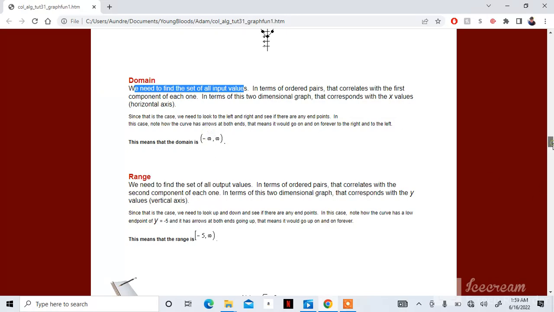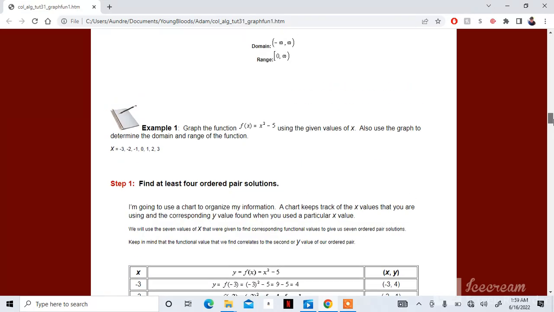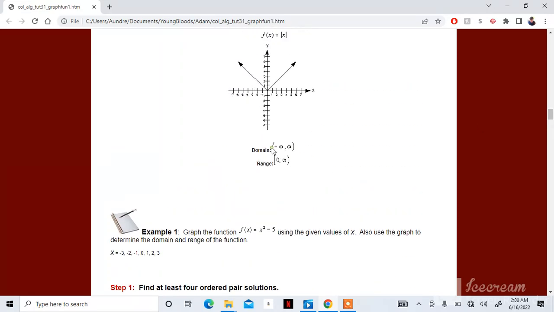Oh, actually, hold on. So domain, first set of numbers. Range, second set of numbers.